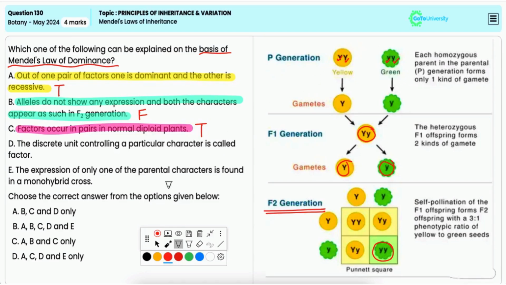D. The discrete unit controlling a particular character is called factor. Now, this is also true because Mendel referred to the controlling units as factors, which we now call genes.